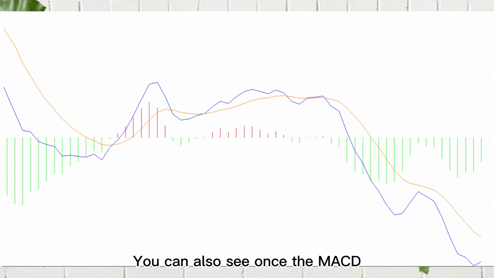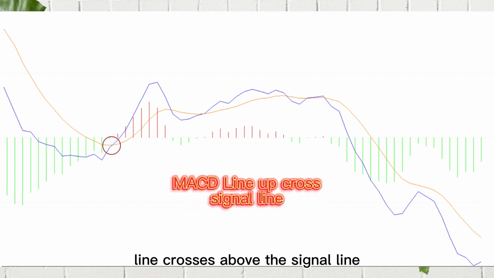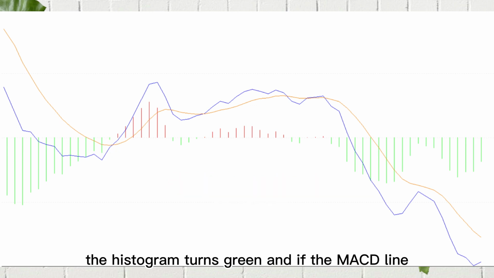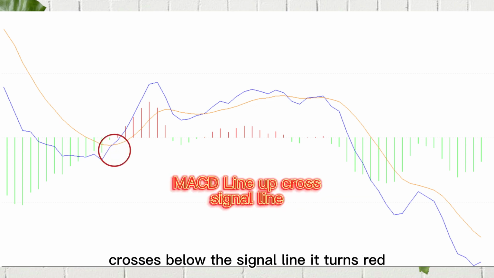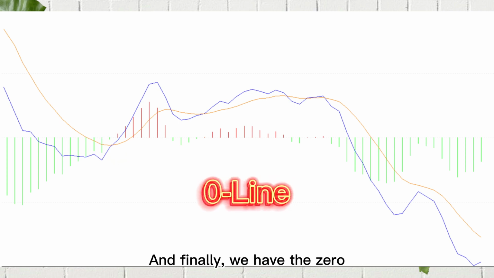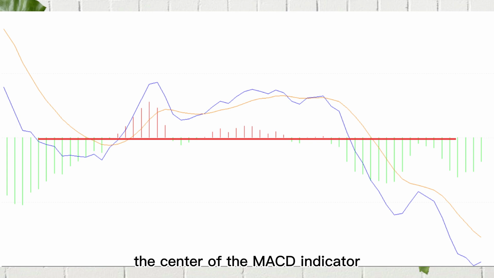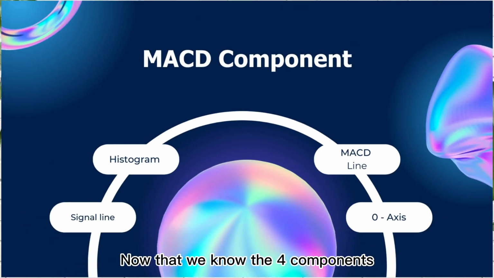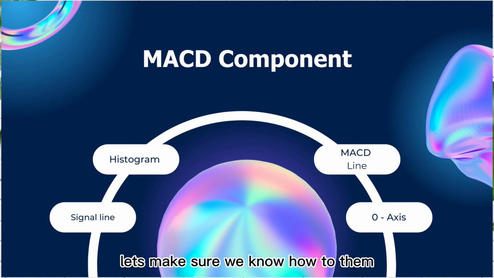You can also see once the MACD line crosses above the signal line, the histogram turns green, and if the MACD line crosses below the signal line, it turns red. And finally, we have the zero line, which basically represents the center of the MACD indicator. Now that we know the 4 components, let's make sure we know how to use them.